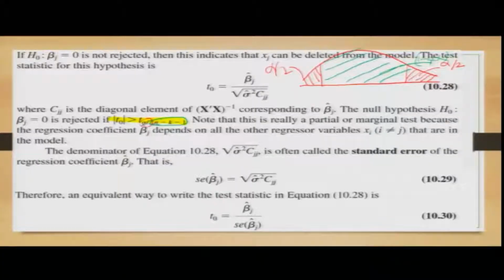Standard error for beta j is equal to the square root of sigma square hat C j j. Therefore, an equivalent way to write this test statistic would be as given: T naught is equal to beta j hat, obviously, divided by the standard error of beta j hat. So, obviously, you are trying to normalize it and find out the test statistic.